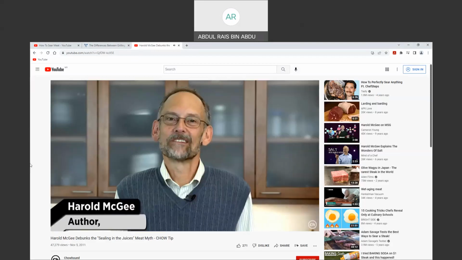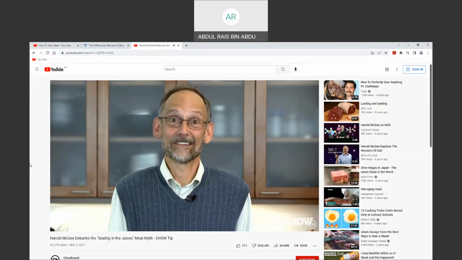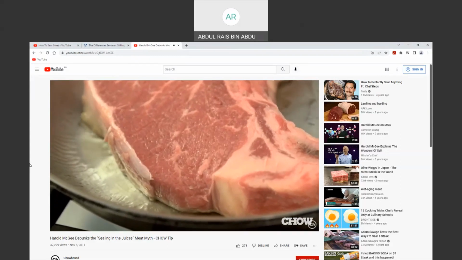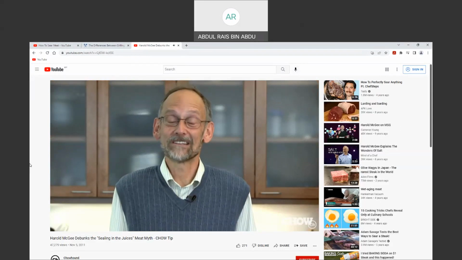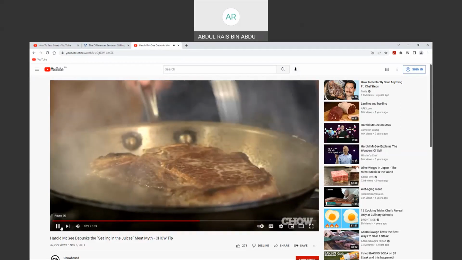The biggest myth in the world of cooking, something that I've been trying to debunk for decades, is the idea that searing a piece of meat will seal in its juices. It's just not true. The most important factor when it comes to keeping juices in meat is the temperature to which you cook the meat. So go ahead and sear the meat to get a nice flavor.